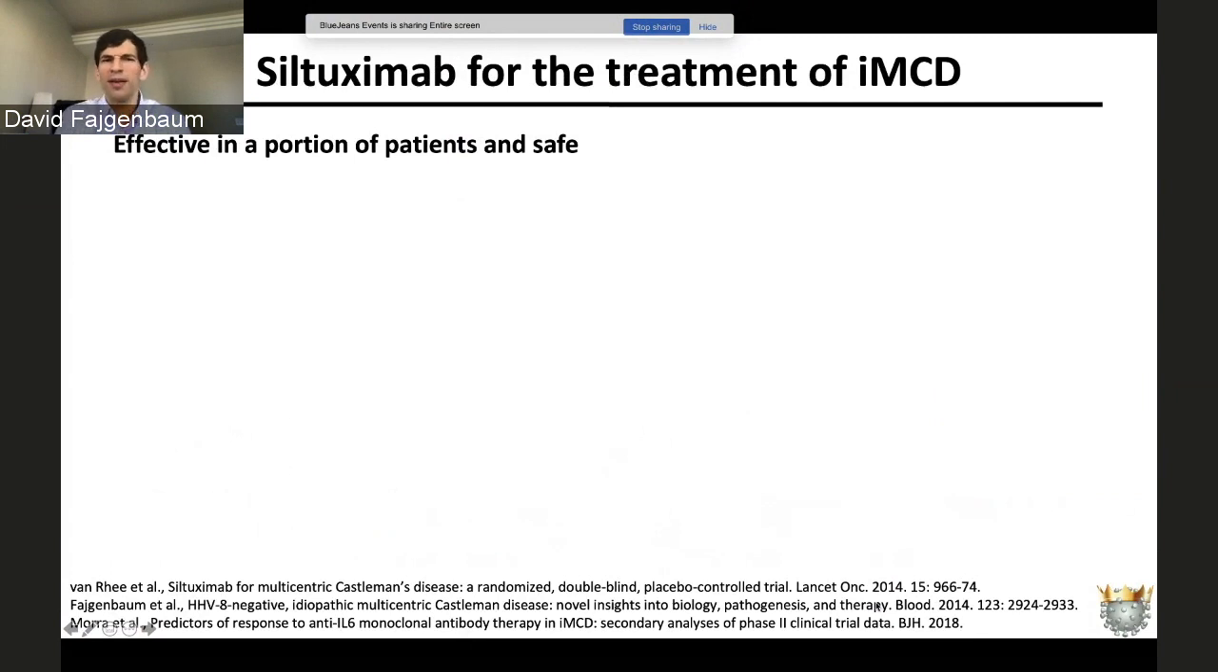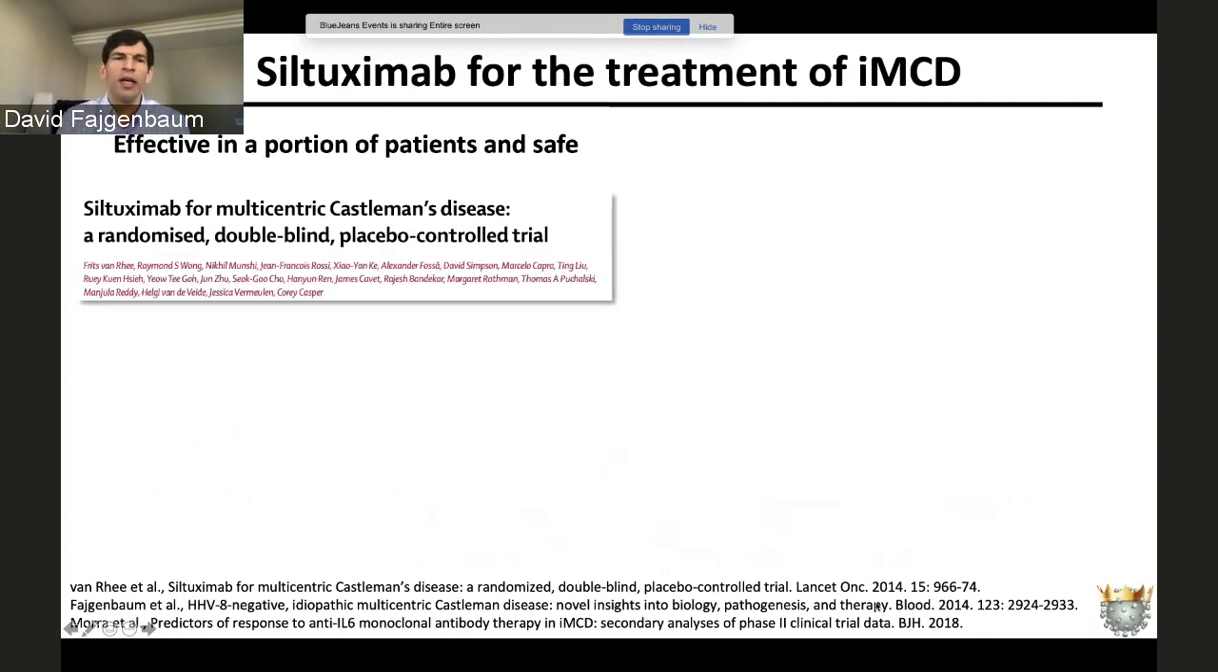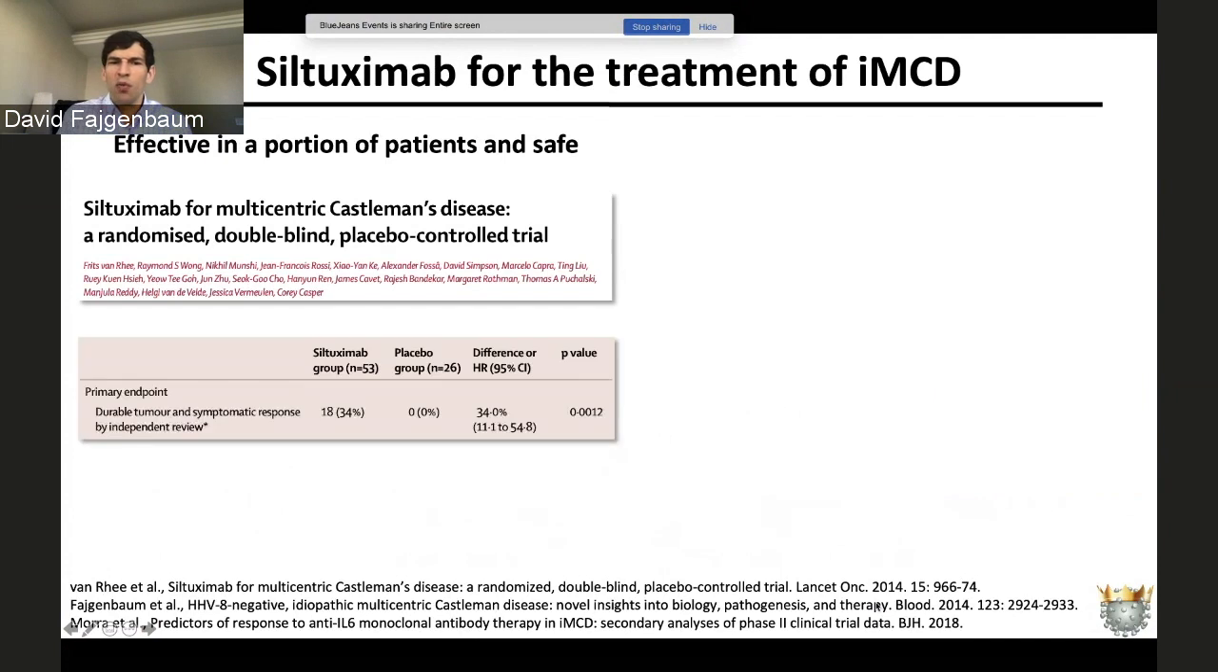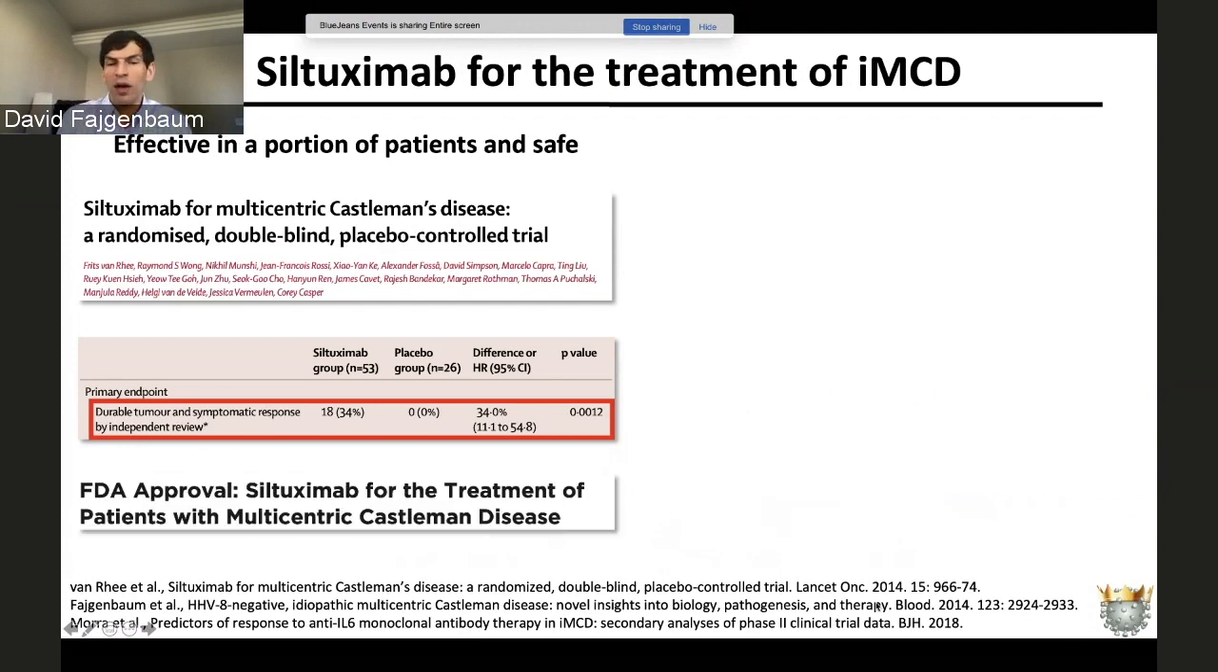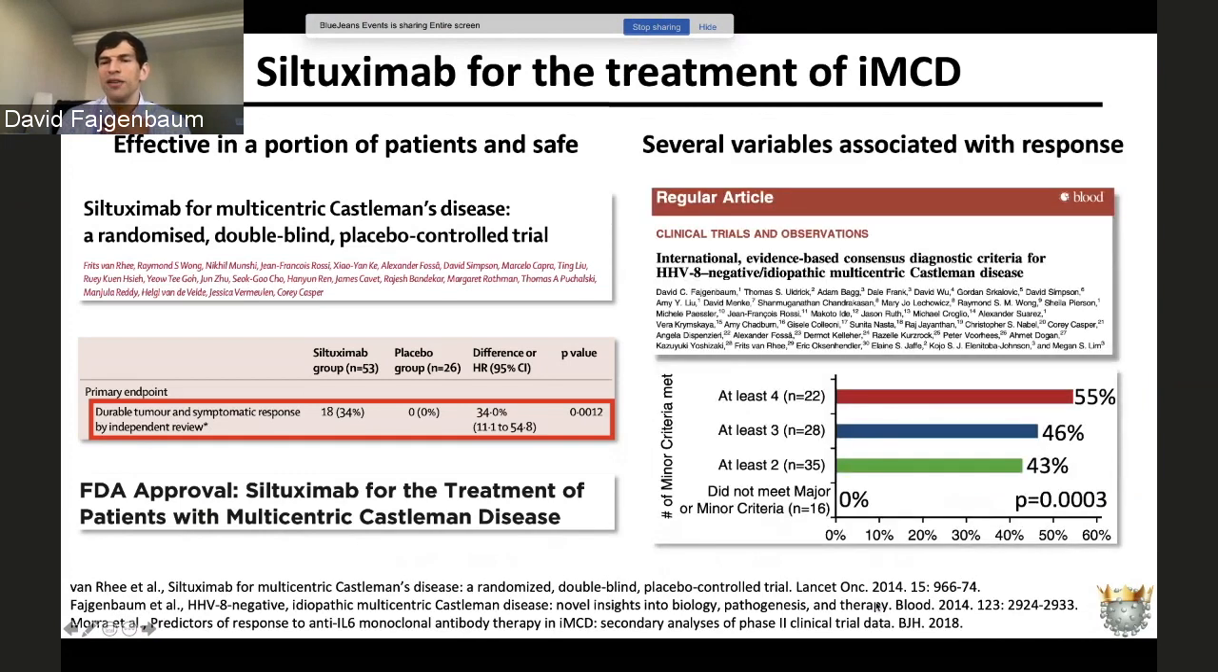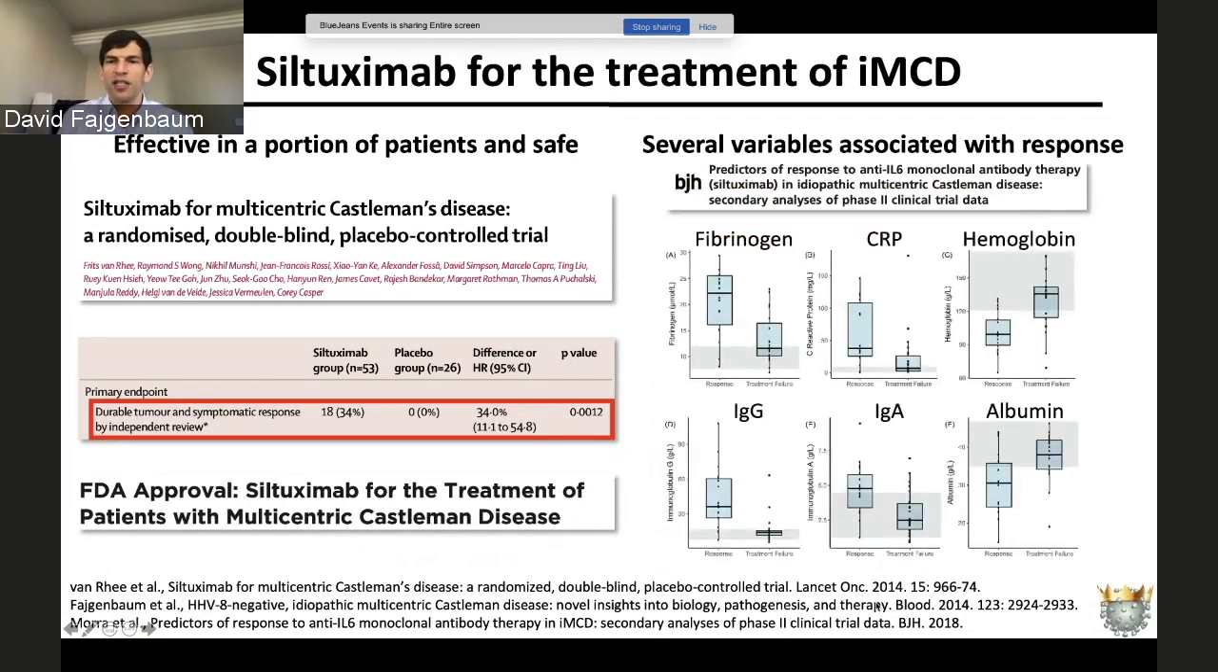A little bit more about Siltuximab for the treatment of iMCD. Siltuximab, I mentioned, works in about 1/3, and I can say as much as 1/2 of patients based on some retrospective work that our group did. And it went on to get FDA approval for iMCD back in 2014. We did find that there were a number of laboratory and clinical abnormalities that were associated with a higher response to therapy. So that's why I say it's somewhere between 1/3 and 1/2 of patients that do respond to Siltuximab.